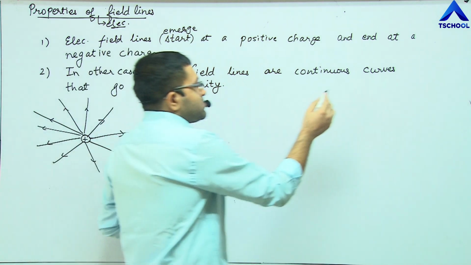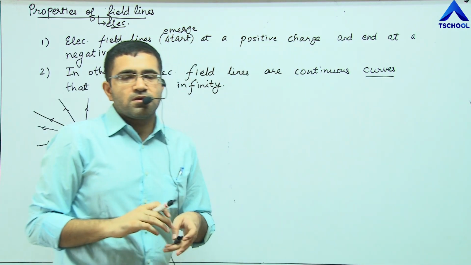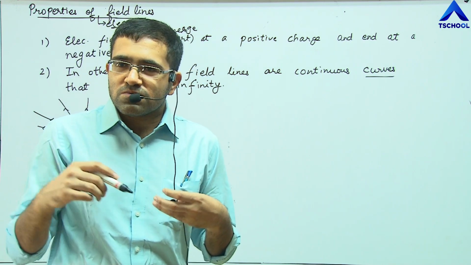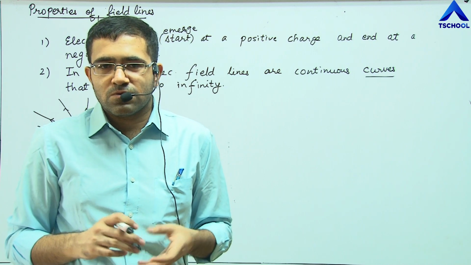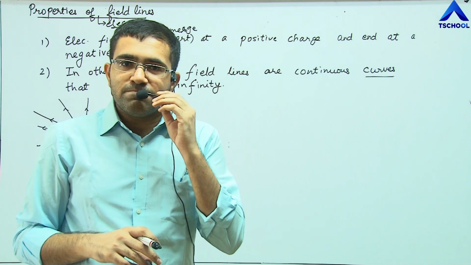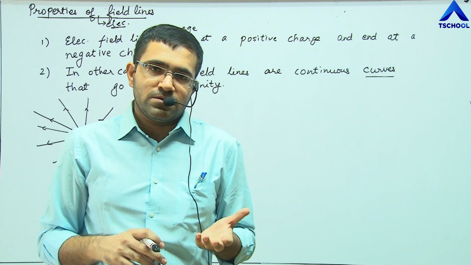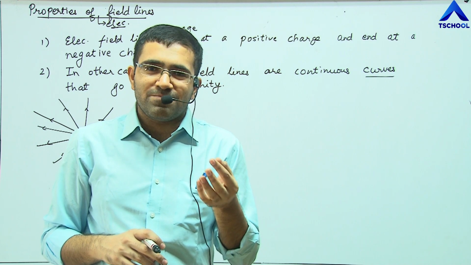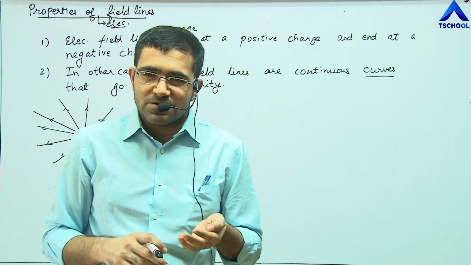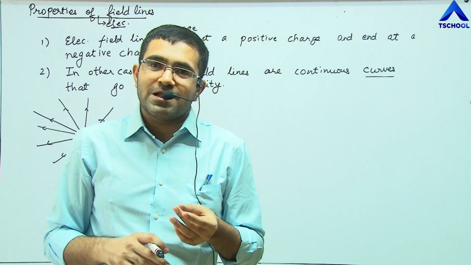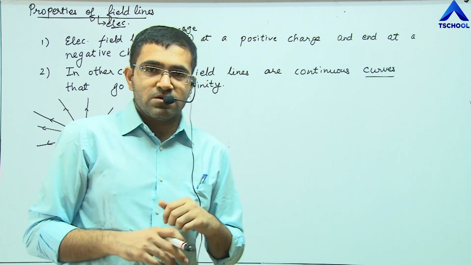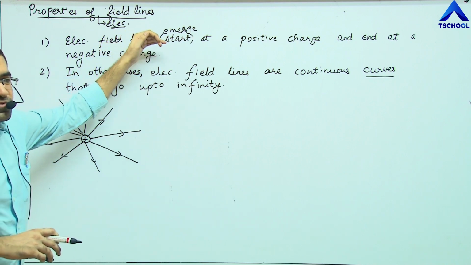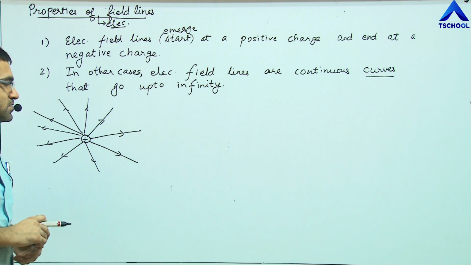Mathematically, the word curve means any kind of sketch, any kind of diagrammatic representation. Curves may also be a line, right? Is that clear? A circle is a curve, a parabola is a curve, a hyperbola is a curve. Okay, a straight line is also a curve, right? So this is what is about lines emerging from a positive charge.